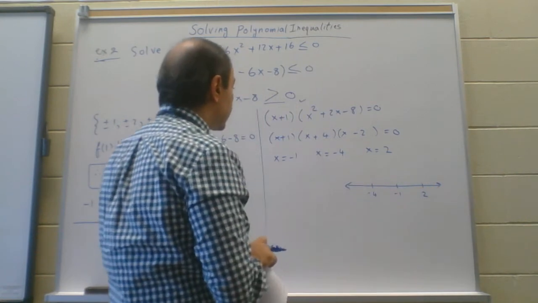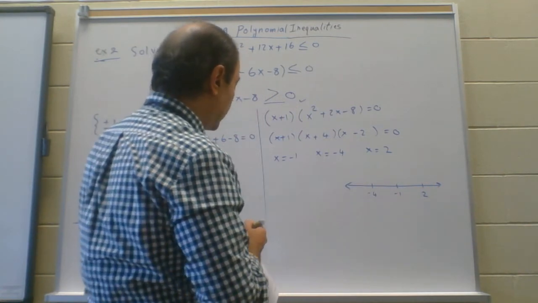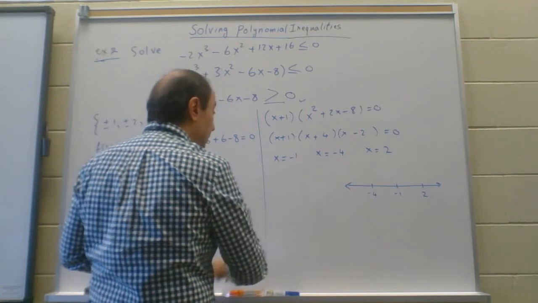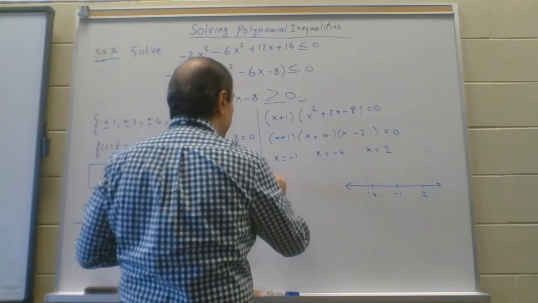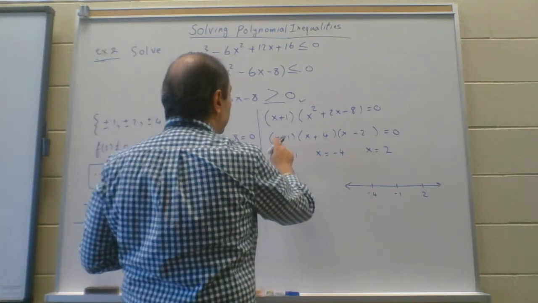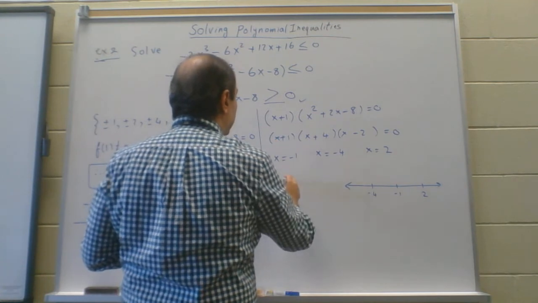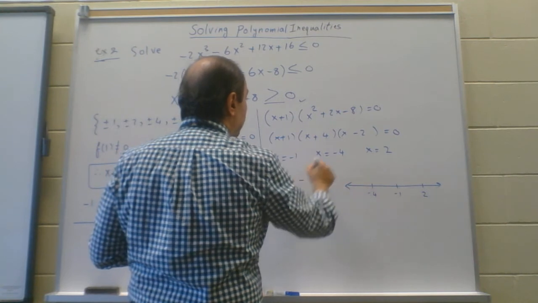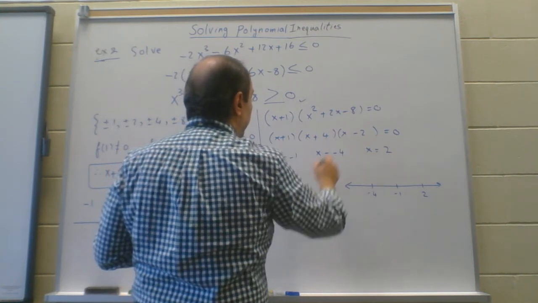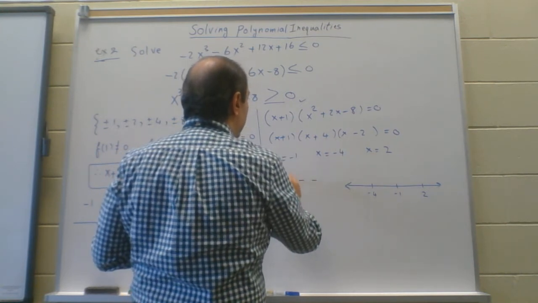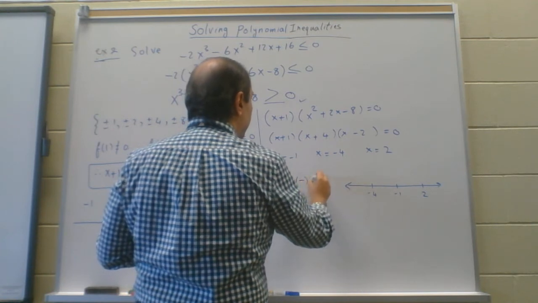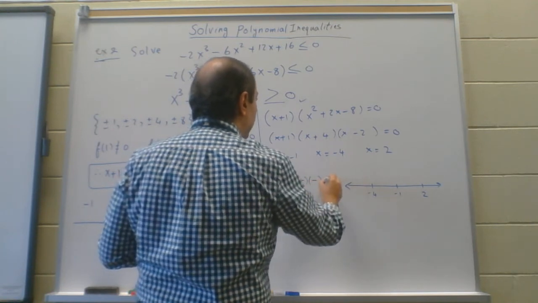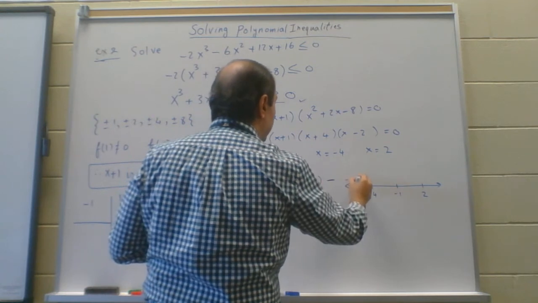We are going to test each interval. So if I choose a value less than negative 4, let's say negative 5, if I put negative 5 in here, I will get a negative. If I put negative 5 in here, I will get another negative. If I put negative 5 in here, I will get 3 negatives. So when I multiply 3 negatives together, I will get a negative at the end. So this interval is negative.